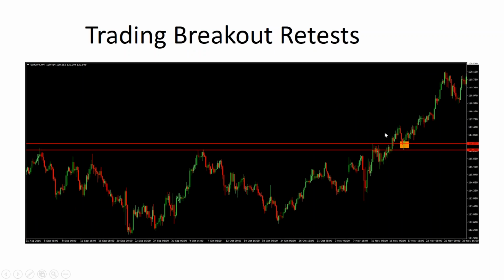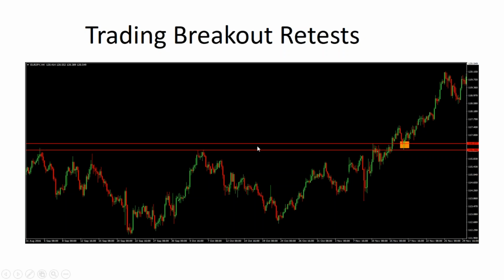Okay, so you can see in this example then that we have a really well-defined resistance level. In this zone here, the 116.20s to 116.50s zone, so roughly a 30 pip zone, you can see that we have a few key touches, and this has provided strong resistance.